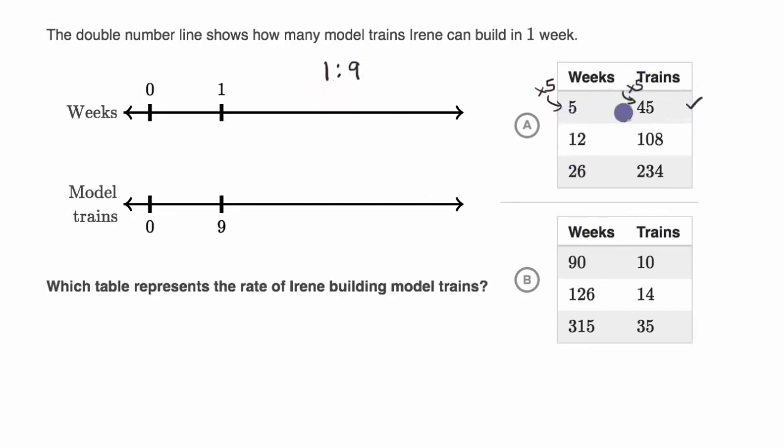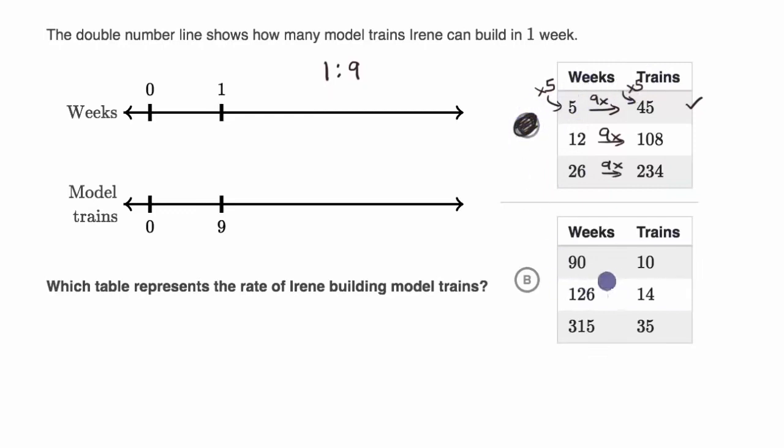Now, another way to think about it is 45 is 9 times 5. So 9 times. And that might be an easier way to think about it. Over here, 12 to 108. Well, that's once again, 12 times 9 is 108. And then 26 to 234. Let's see, 26 times 10 would be 260 minus 26. Yeah, it would be 234. So this is 9 times. So in all of these cases, the ratio of weeks to trains is 1 to 9. So this one is looking good. So I'll just circle that in.